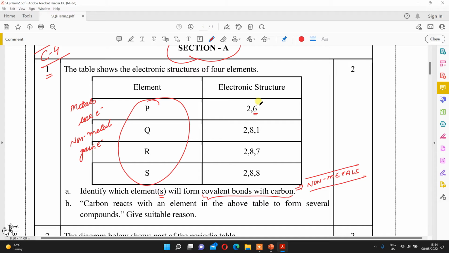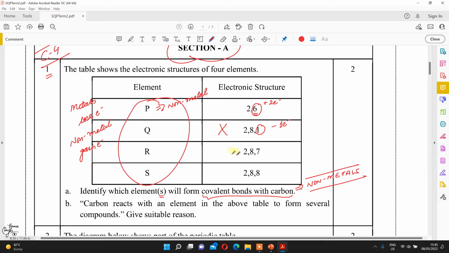Look at the first one. It has 6 valence electrons. To complete its octet, it requires 2 more electrons. So it's going to gain electrons. So P is a non-metal. Fine. And it is going to form a covalent bond with carbon. The next one is Q, 2,8,1. The valence electron is 1. So it is easier to lose 1 electron. And an element that loses electrons is going to be a metal. So this is not going to form a covalent bond. It is going to form an ionic bond.